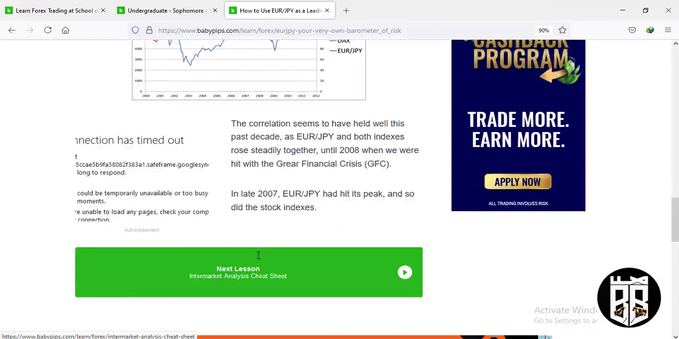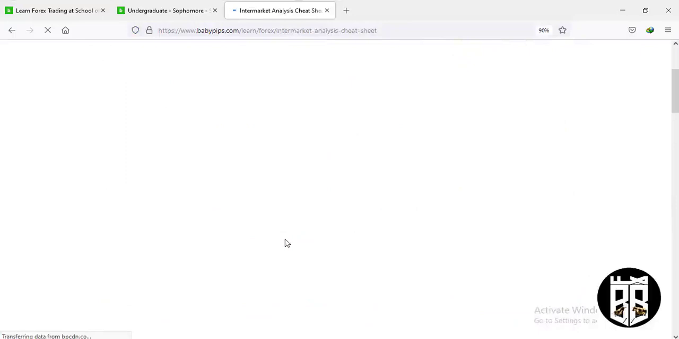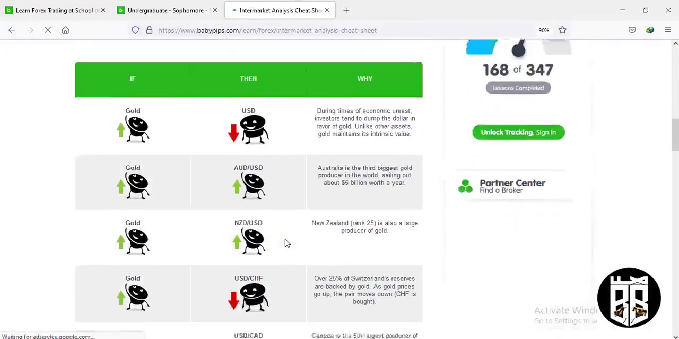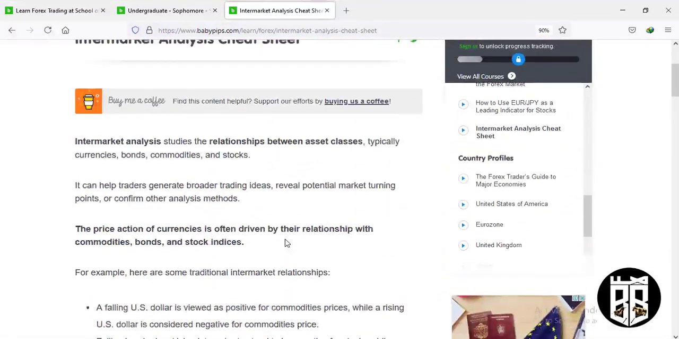Okay, so we're not talking about stocks here. So let's move to the next lesson that talks about intermarket analysis cheat sheets. As you can see, I'm going really fast, not really reading all this, because many of these don't really concern or matter to us that much. So what is this cheat sheet all about?